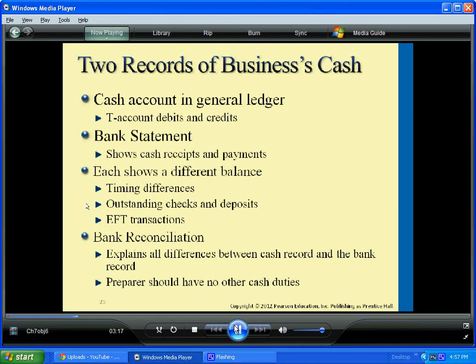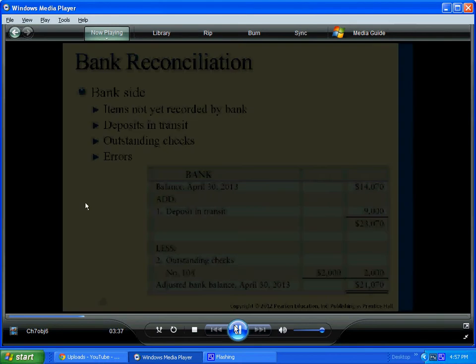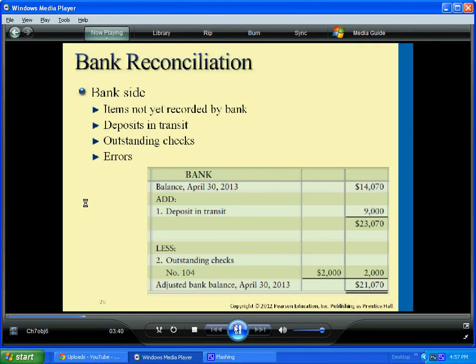One of the important things about bank reconciliation is the preparer should have no other access to cash or any other cash handling responsibilities. Why? Because otherwise the preparer might have the opportunity to manipulate the records. So, the bank reconciliation has two sides.